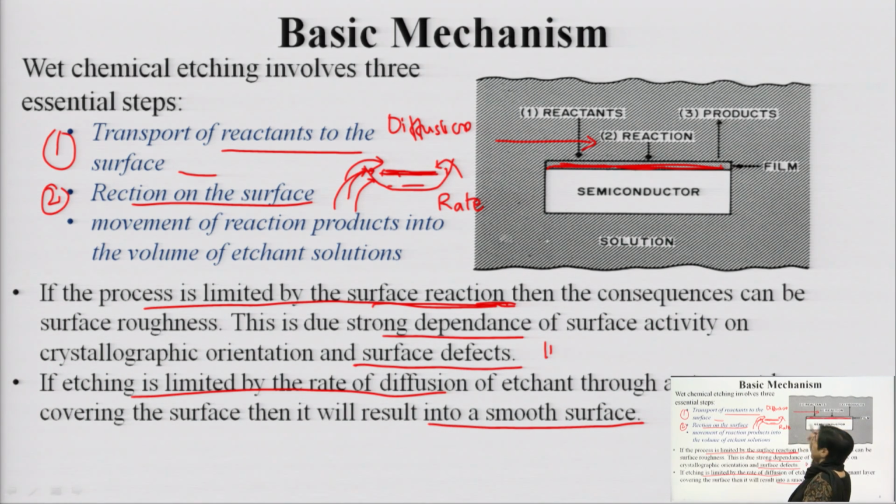The moment I stir it or move it, there is another way of interpreting the same thing. In order to have uniform availability of etchant species, I need to constantly stir the material, otherwise there will be a stagnant layer formation and there may be non-uniform etching on the surface.